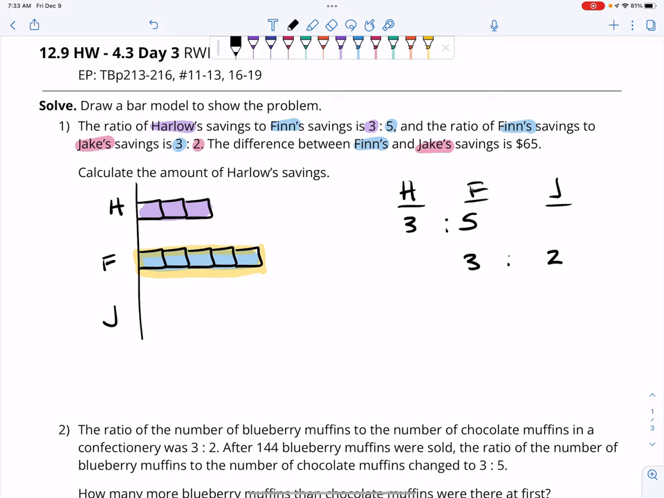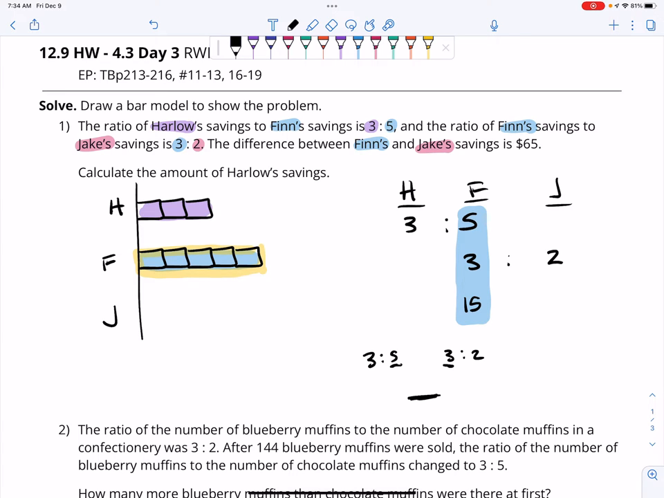So again, we have Harlow to Finn is 3 to 5, Finn to Jake is 3 to 2. So looking at this Finn ratio here, those values need to be the same, and so it looks like I'm going to have to use equivalent ratios for both of these two ratio sets. So I'm thinking to myself, all right, if we have a 3 to 5 and we have a 3 to 2, what could be a common number that 3 and 5 are both factors of? So that way we can use that term in common. And I know that number is 15 because 5 times 3 is 15.